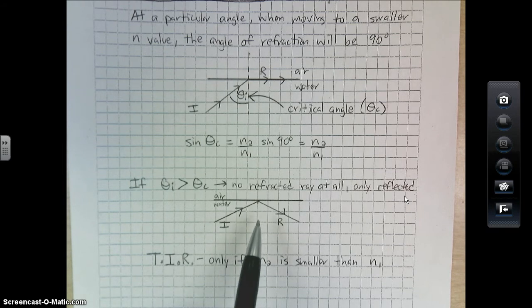Okay, this is the basis of fiber optics. It has the ability to keep a light ray inside a tube of some sort, usually made out of plastic. Okay, and that's only possible if n2 is smaller than n1. So, going from glass to air or plastic to air, something along those lines, that's when total internal reflection can occur because the second n is going to be smaller than the first n.